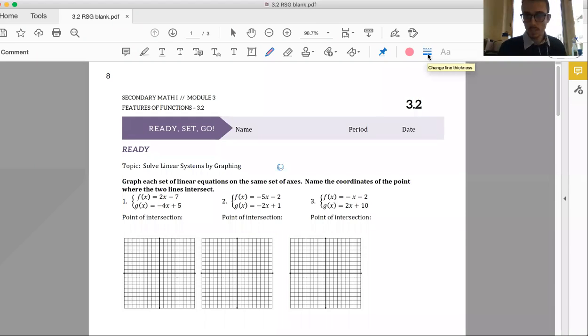Hey, my 3.2 problems. Let's let it ride. This ready is all about solving linear systems by graphing. Well, what exactly is a linear system?